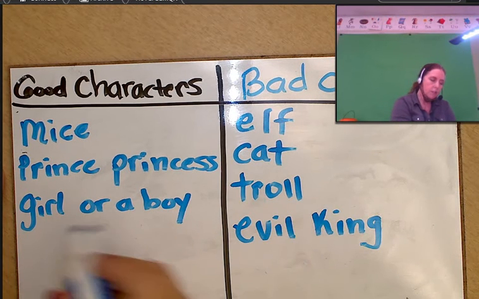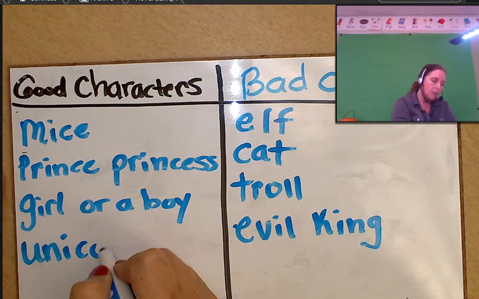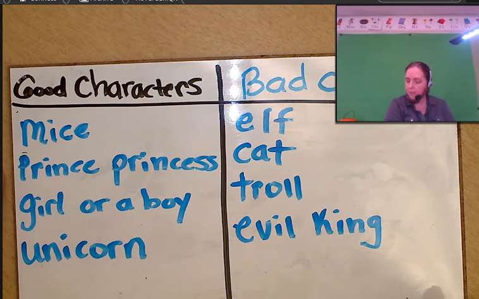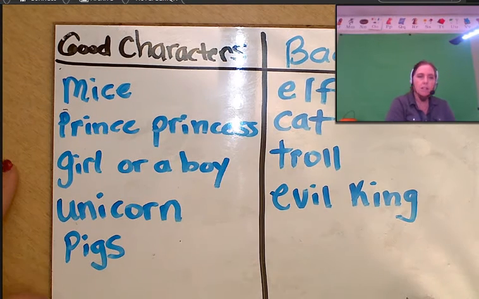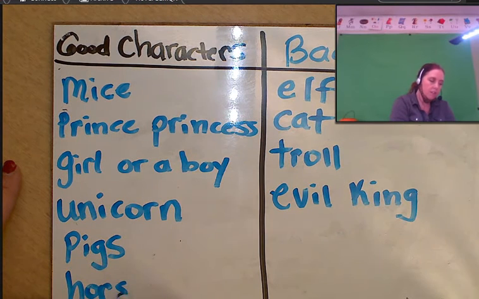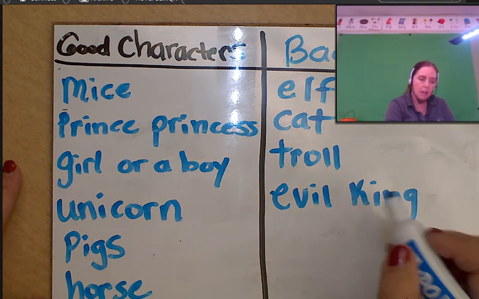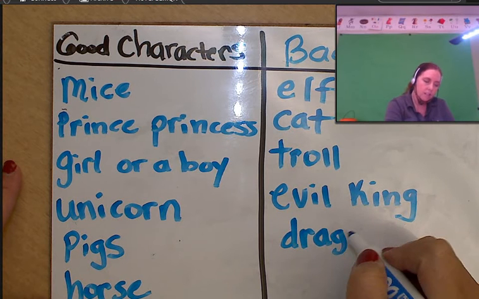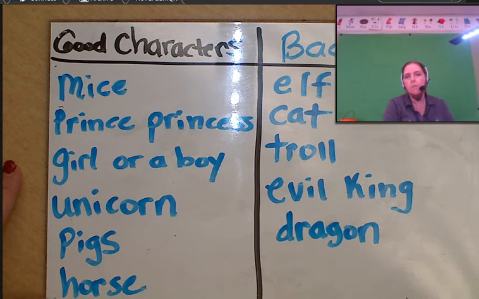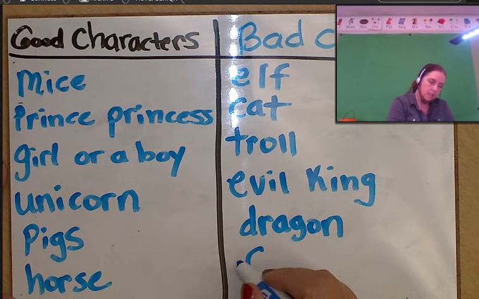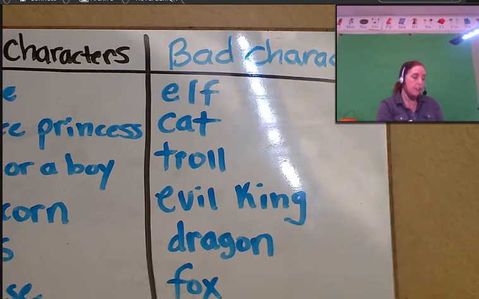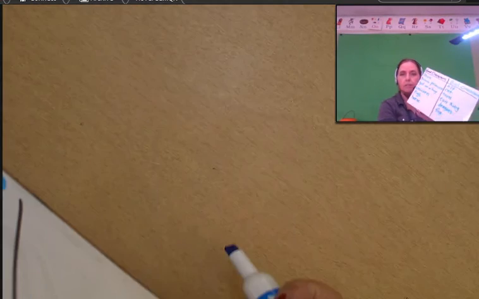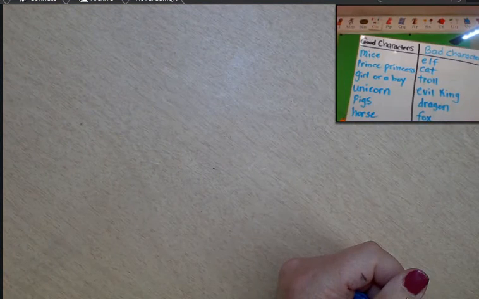Now unicorn, I'm sorry, I think unicorn has to go under good characters. Maybe pigs. You might want to put a horse. I don't know. Any other bad characters? I'm going to write dragon. But remember, a dragon could be good too. And a fox. So now I've made a list of my good and my bad characters. You can see right there, my good and my bad characters.